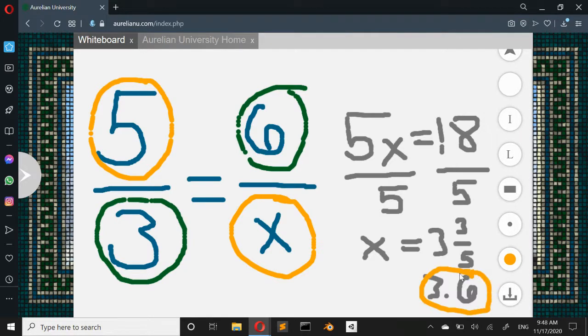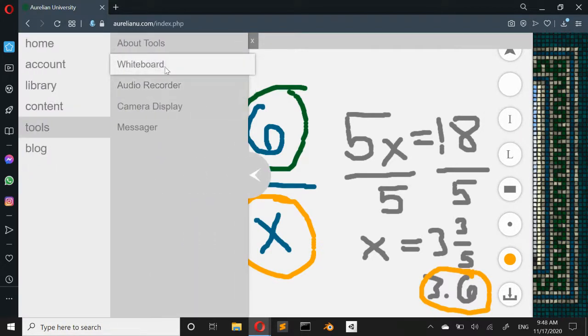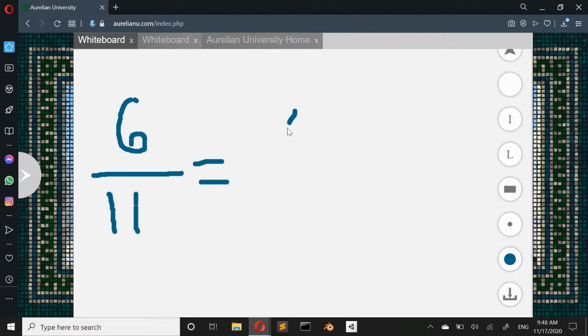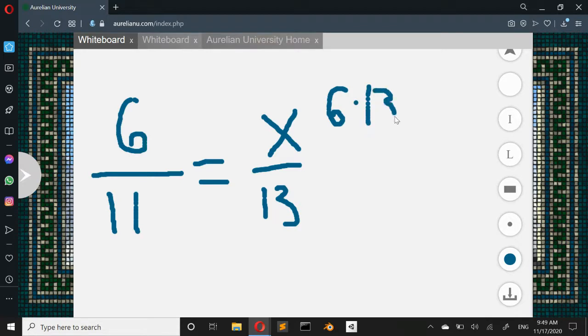So I'm going to use another example really quickly. Say we have 6/11 is equal to x over 13. So if we cross multiply, we've got 6 times 13 is equal to 11x.